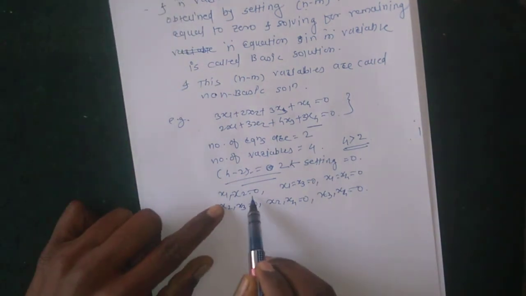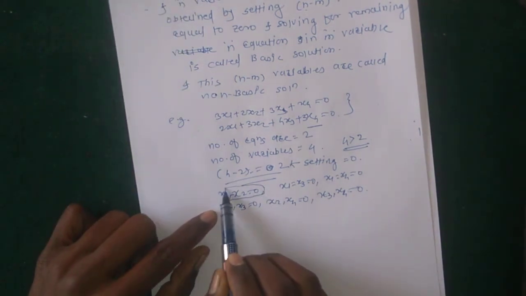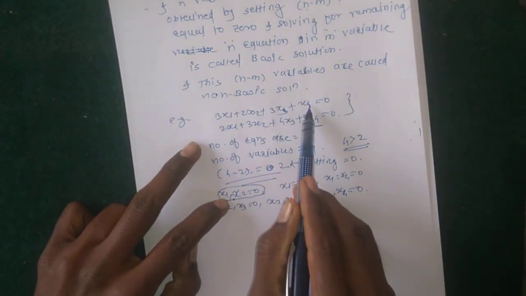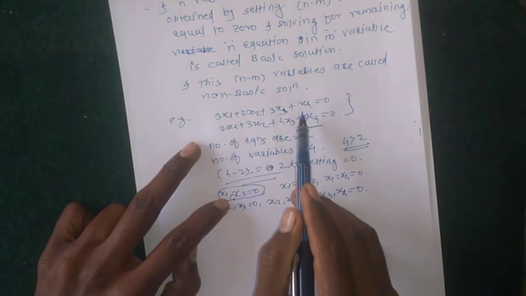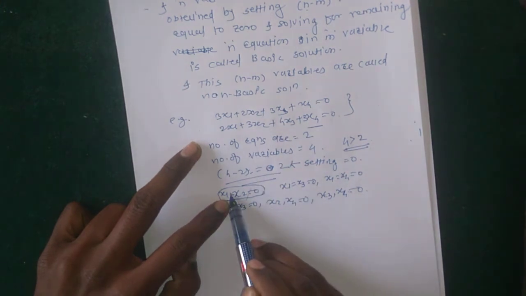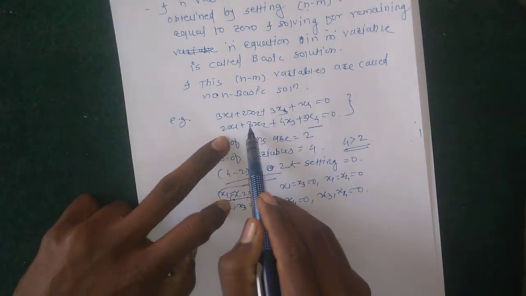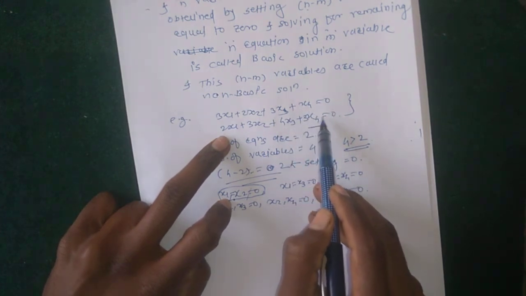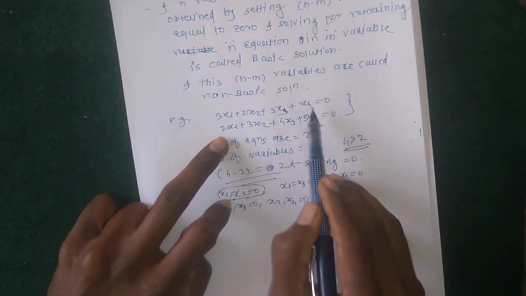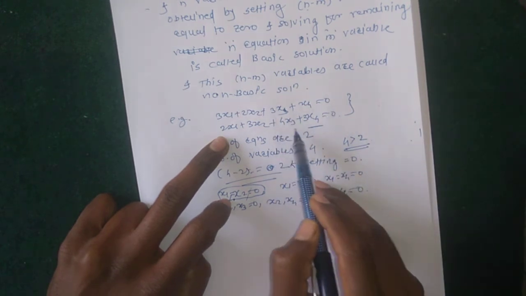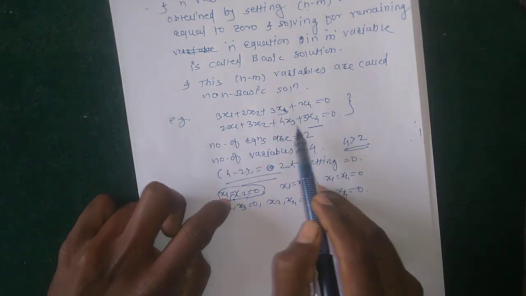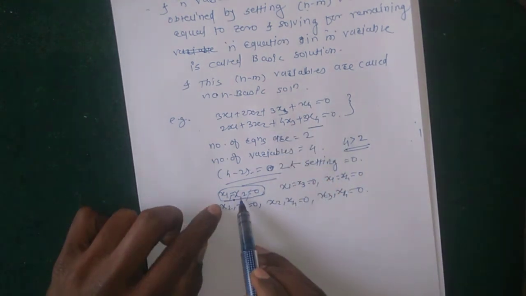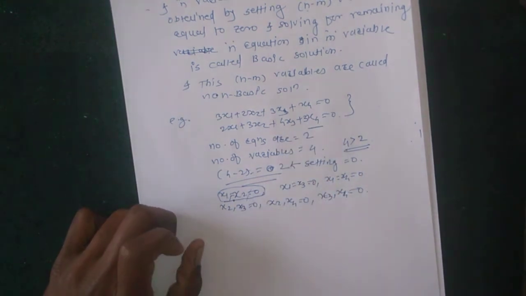So with x1 and x2 equal to 0, this is the non-basic solution for this case, and we get the values of x3 and x4. Putting x1 equal to x2 equal to 0 in these equations, we are left with 3x3 plus x4 equal to 0 and 4x3 plus 3x4 equal to 0. Solving these 2 equations, we get the values of x3 and x4. The values of x3 and x4 are called the basic solution, and the values x1 and x2 equal to 0 are called the non-basic solution.